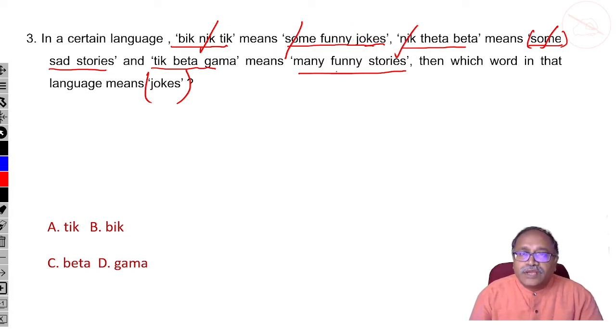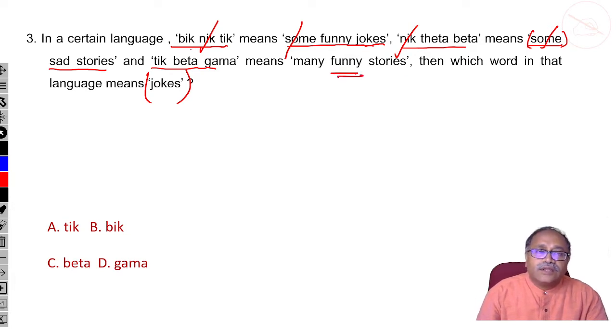Where is funny? I notice that funny is here and funny is also here. What should the funny code be? It should be B or T. See what is in this one, T is there. So the funny code is T. That means the joke code is B. Option B.